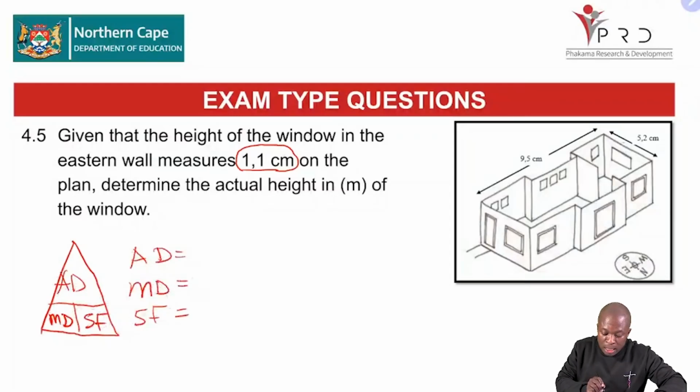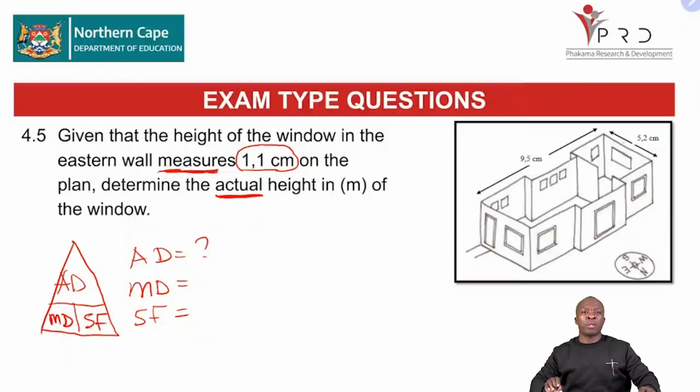Do you know your AD? You don't know because the examiner says find the actual. So AD we don't know. You put a question mark there. Do you know your MD, the map or the measured distance? Can you see the clue? The clue says measured. So already there are answers in the question. All you have to do is to put the values in this formula, and I promise you, you are going to do very well. You will be surprised how many marks you get come the end of the year.